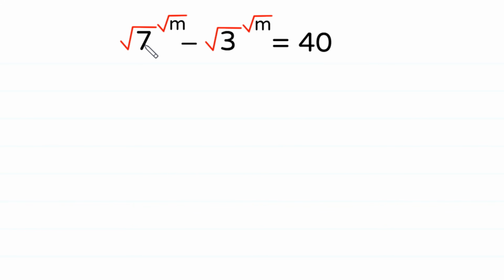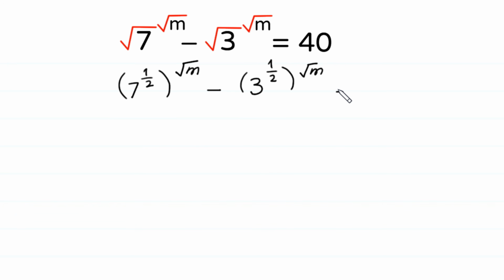We can write this square root of 7 as 7 to the power 1 over 2 whole to the power this power square root of m minus, we can write this square root of 3 as 3 to the power 1 over 2 whole to the power this power square root of m is equal to 40. Next, according to the property of exponents, a to the power m whole to the power n is equal to a to the power m times n. This power 1 over 2 will be multiplied by this power square root of m.